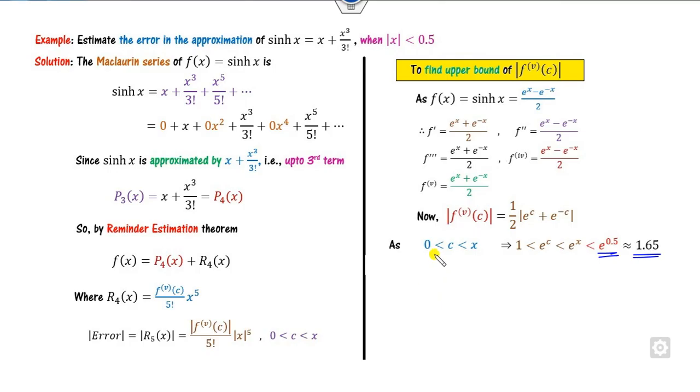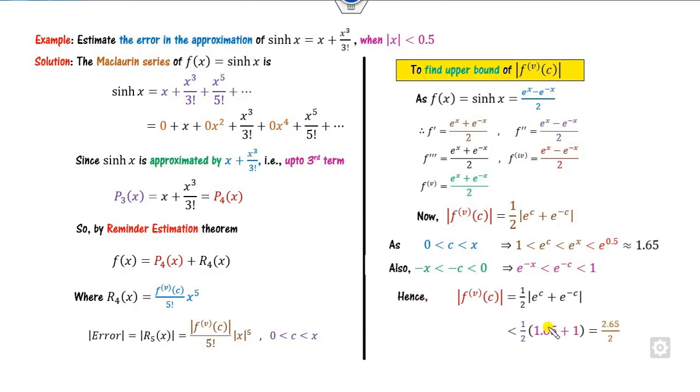Now e raised to power minus x, again this will be here. Since e raised to power minus x is a decreasing function, if you apply it here, the inequality will be reversed, e raised to power minus 0. e raised to power minus 0 is 1, so this number is less than 1. So I can substitute this value here, which is 1.65 plus 1, in the absolute value of this.